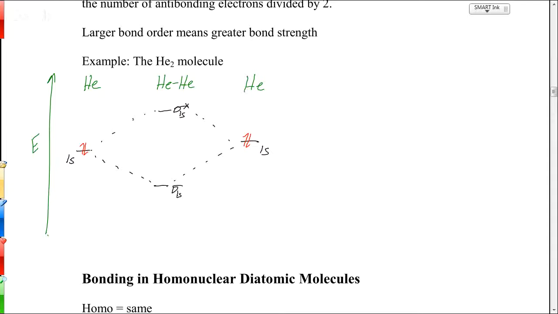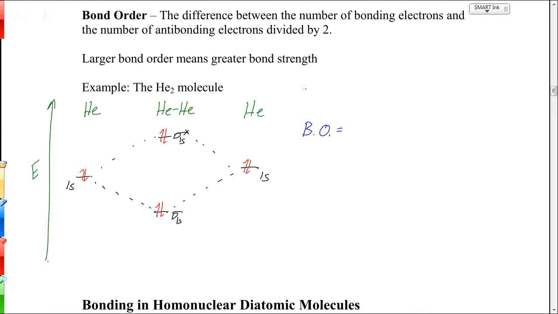And then we fill the orbitals with the electrons. We've got 4 electrons to fill, so we count from the bottom up. 1, 2, 3, 4. And there's our molecular orbital diagram for a helium molecule. Now the bond order here, what's the bond order? It's 0, because it's half the number of bonding electrons, which is 2, minus the antibonding electrons, which is 2. So 0 bond order tells us no bond.